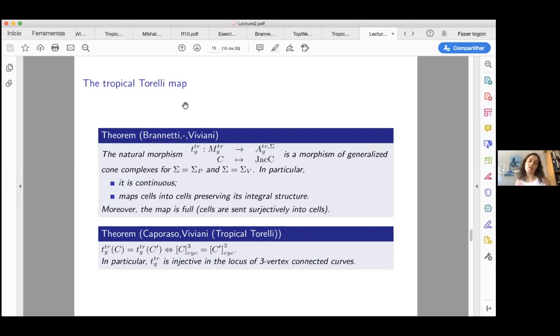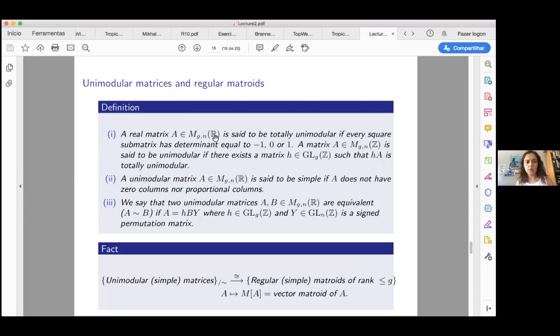And so in order to give a tropical version for this, I have to talk briefly about matroids. Let me remind you that a real matrix is said to be totally unimodular if each square submatrix of it has determinant -1, 0, or 1. And it's unimodular if there is a matrix H in GL_g(Z) such that HA is totally unimodular. We say that it's simple if it does not have 0 columns or proportional columns. And we say that two unimodular matrices are equivalent if one is sent to the other via this relation here.